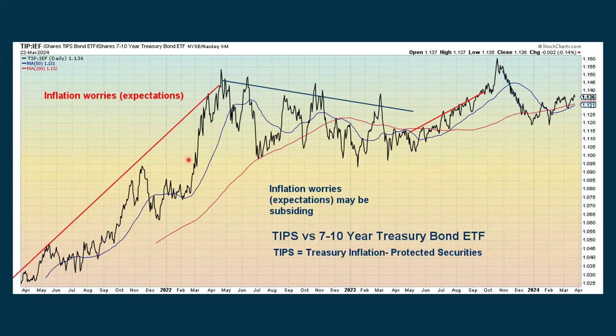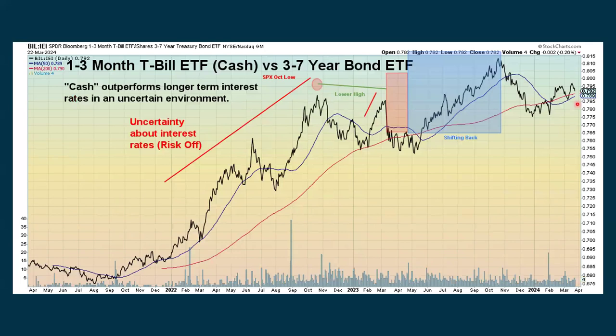We saw a real big decline when we topped out last October with interest rates and started to come down. We haven't really turned down yet here with this ratio. If interest rates start to fall, we would expect to see this ratio continue to fall as well. And then we look at 1 to 3 month T-bills, which is pretty much cash, and we compare it with 3 to 7 year bonds. It had been going back up, but since we're seeing a shift now, possibly in interest rates, this ratio is beginning to go back down.